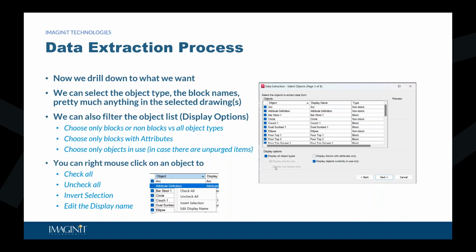I can do blocks only, or I can do non-blocks only. We can also display blocks with attributes only, or display objects currently in use. So if you have a block definition that's not been purged, so it's not in use, but it exists, it will show up in this block count with a count of 0.